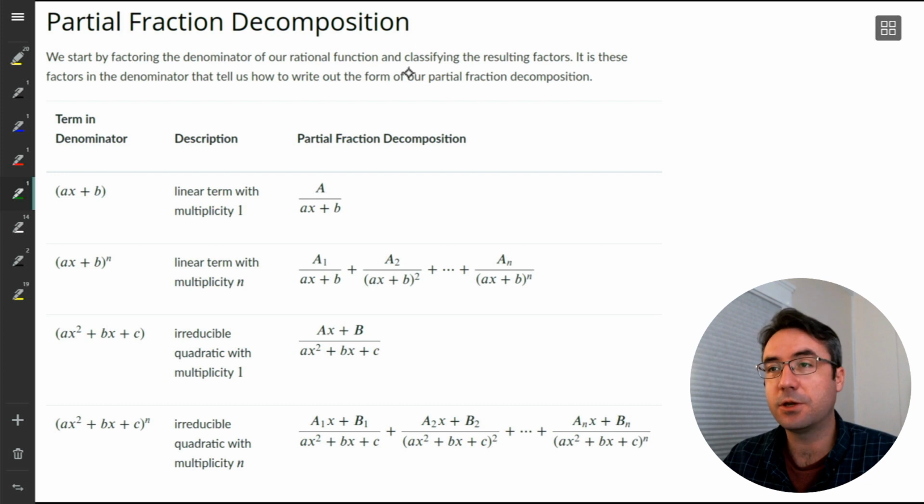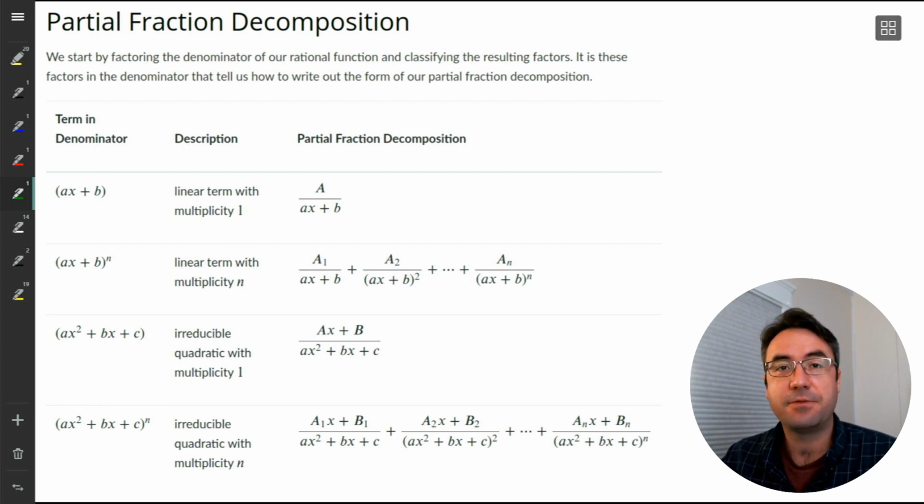And what we're going to do is look at each factor in our denominator, and we're going to classify it in one of these four categories. And it's these four categories that tell us how to write out our partial fraction decomposition.